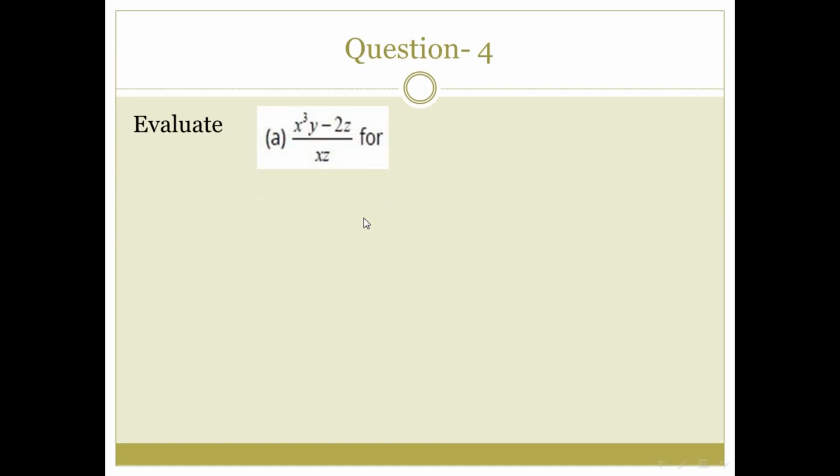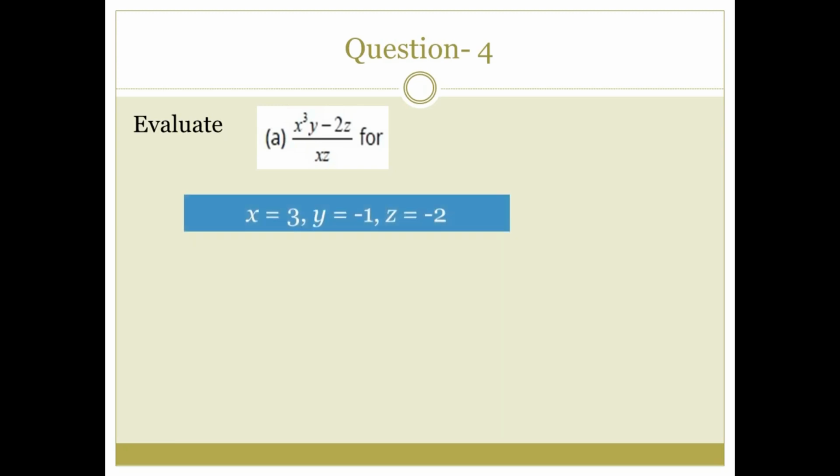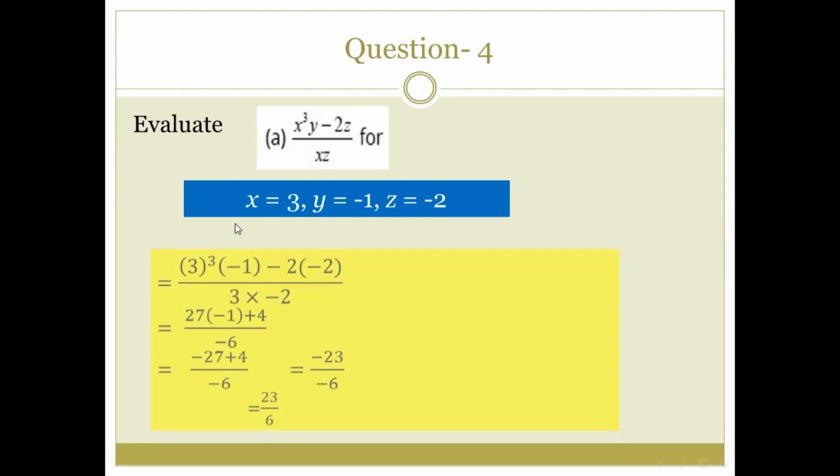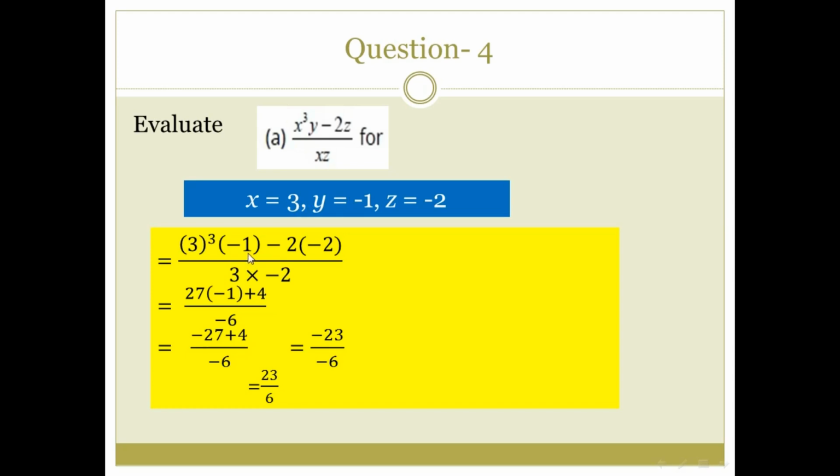x cube y minus 2z over xz, and how to solve this question, because the values of the x, y and z variables are given. So we have to substitute these values. In the place of x we will put 3, in the place of y we will put -1, then -2, then the value of z is equal to -2. We have to put it in the denominator, that is x into z.